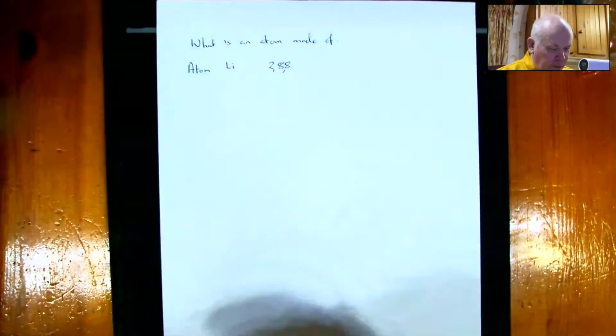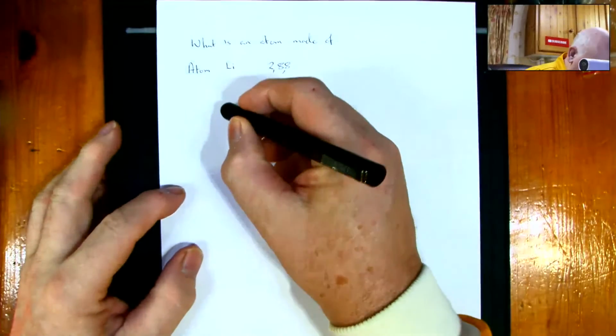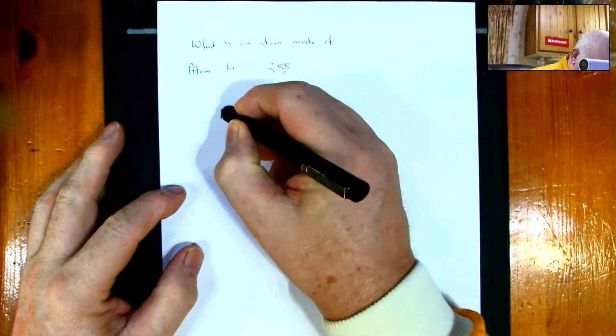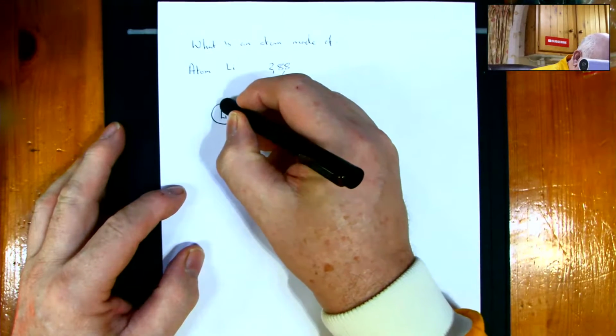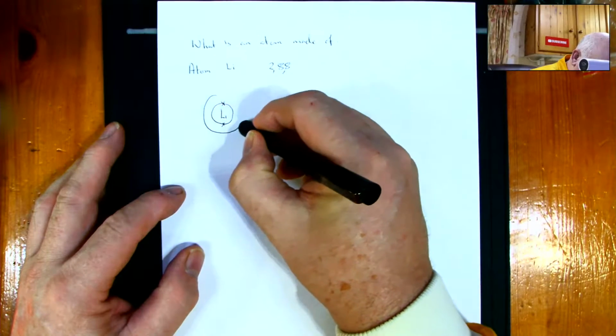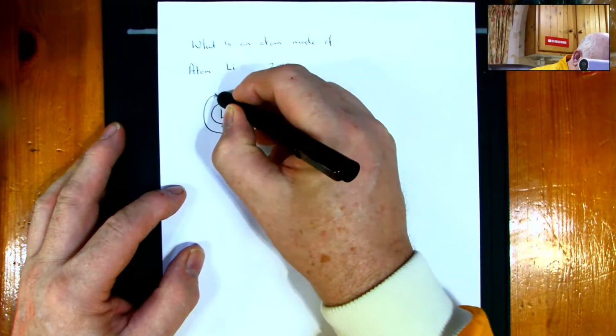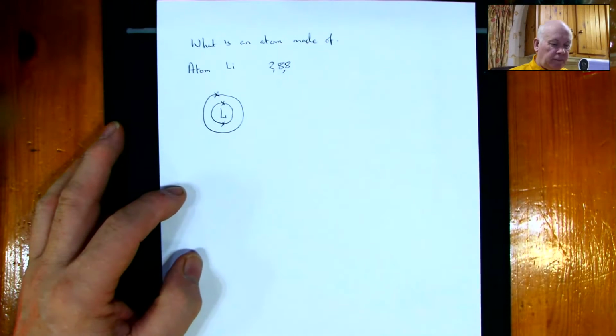So if we look at here back to an atom of lithium, we've got the nucleus. Around that, we've got 2 electrons, and in the next shell, we have 1 more electron. And these are called dot and cross diagrams.